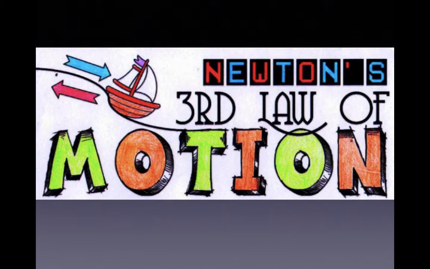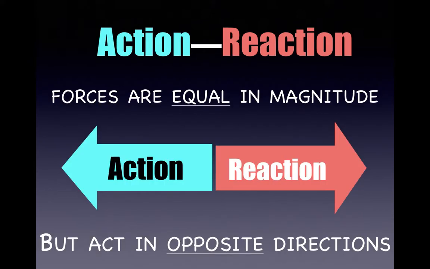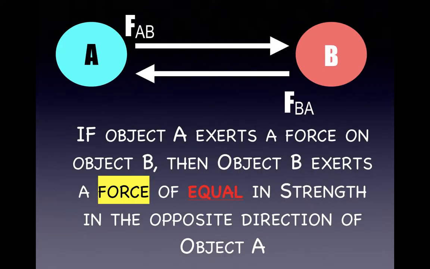All right, so Newton's third law of motion is an action and reaction law. Basically what it says is for every action, there is an equal and opposite reaction. So like on the teeter-totter, if you push down on one side, the reaction is the other side will move down at the same force, the same rate. So forces are always equal in magnitude, but act in opposite directions in an action and reaction. So Newton's third law, again, has equal forces, action and reaction forces, that are in opposite directions.